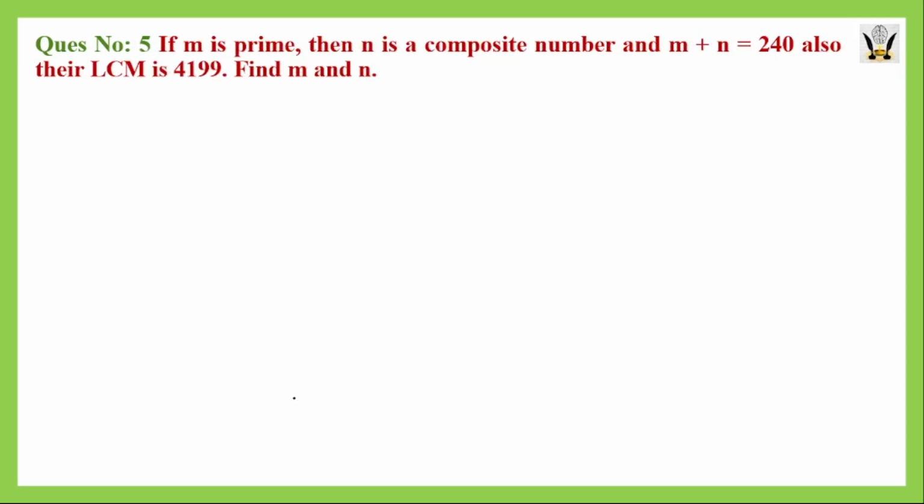It says that if m is prime and n is a composite number, and m plus n is 240, and also their LCM is given as 4199, then find m and n. M is prime and n is composite. Suppose the value of m is 3 and the value of n is 12. 3 is prime, 12 is composite.